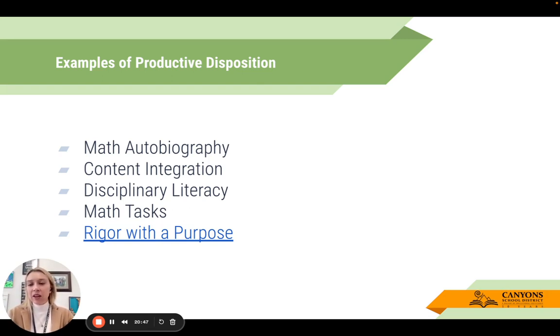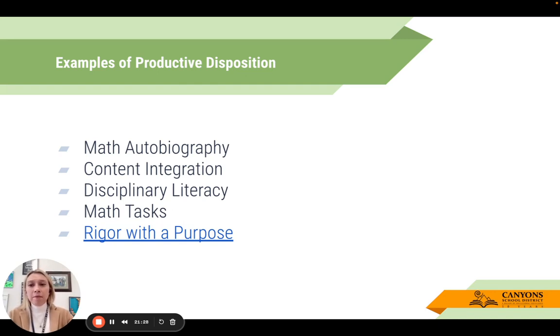Okay. Next, content integration. This is huge. If we can help students identify where math is present in all of these other content areas, it's everywhere. So really pointing that out to students is a great way to build that productive disposition as well, because they start to see themselves as mathematicians because they can do math in these other arenas as well. Disciplinary literacy, this is an element that's been in the instructional guides as well over the last couple of years. And this is the idea of how is literacy impacting our math understanding, and how is our math knowledge impacting our literacy understanding. So that's how that's broken down within the maps.